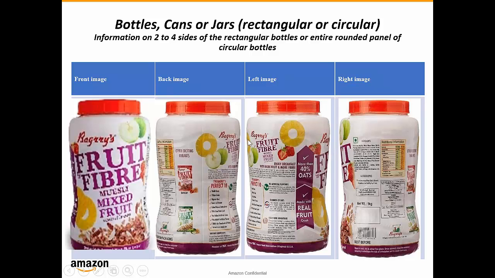So this is a bottle, can or jar. It is circular in nature, so it is very tough to capture all the sides. So this is a front image which talks about the brand name, a back image which talks about the FSSAI number and other requirements, and the other two images support the rest of the parameters which are important from the regulatory perspective. If you see, on the right image there is a non-veg logo present, right? So that says that if you want to buy a veg or non-veg product, you should be clear with the logo information.